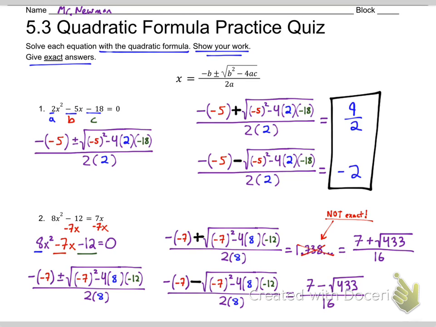I can stop right there because this is not a perfect square. There's no perfect squares inside of it, so that's as exact as I'm going to get. You're allowed to write it out twice like that, or you can write it with the plus or minus, 7 plus or minus the square root of 433 all over 16, and that is our final answer.